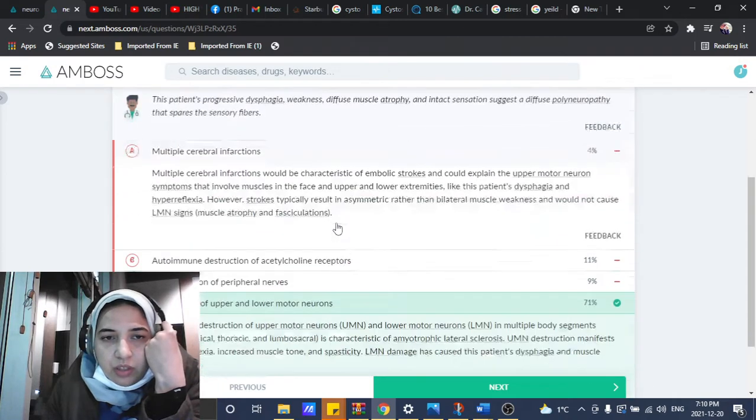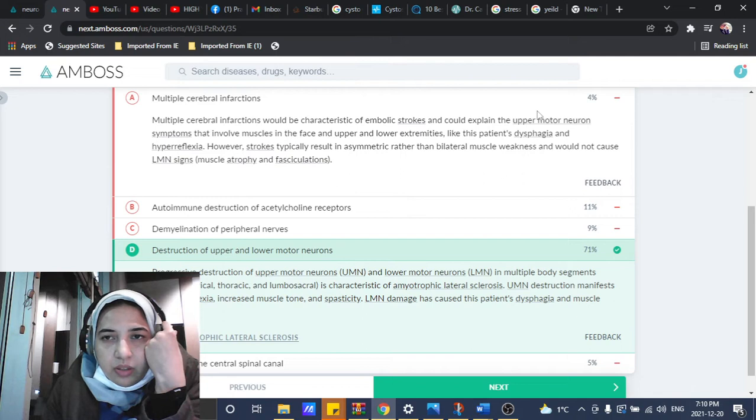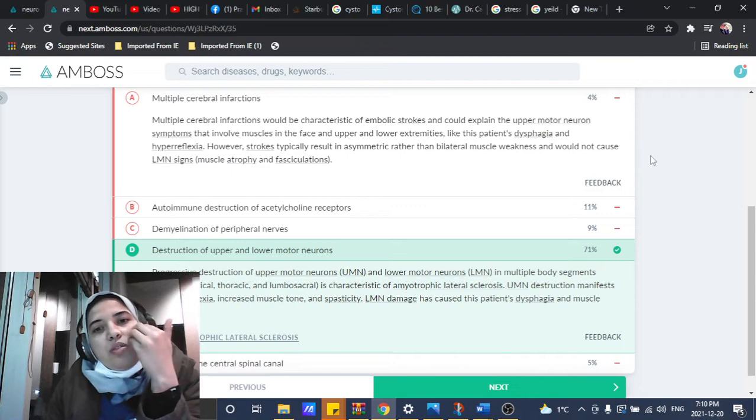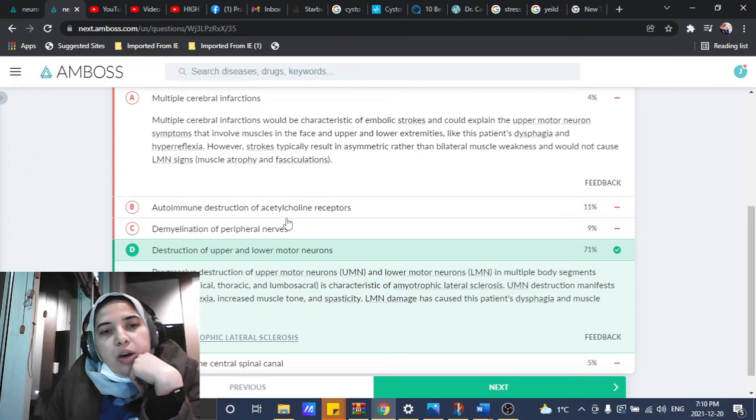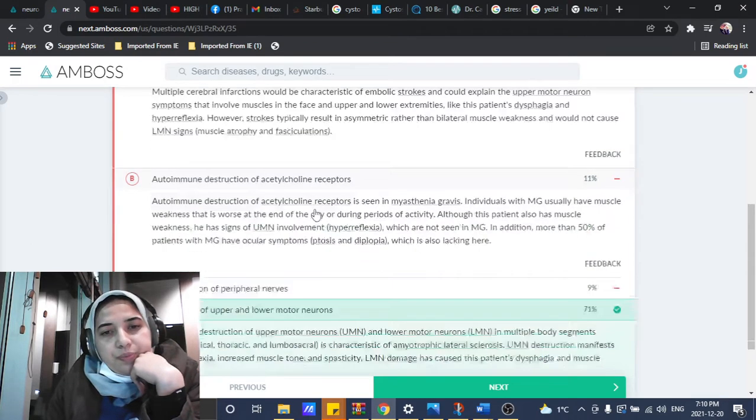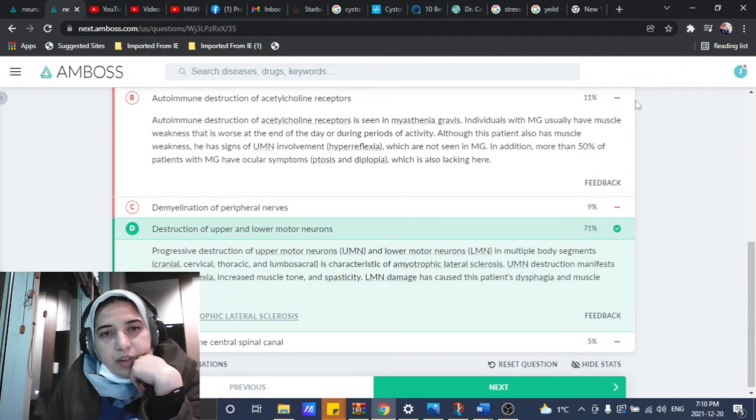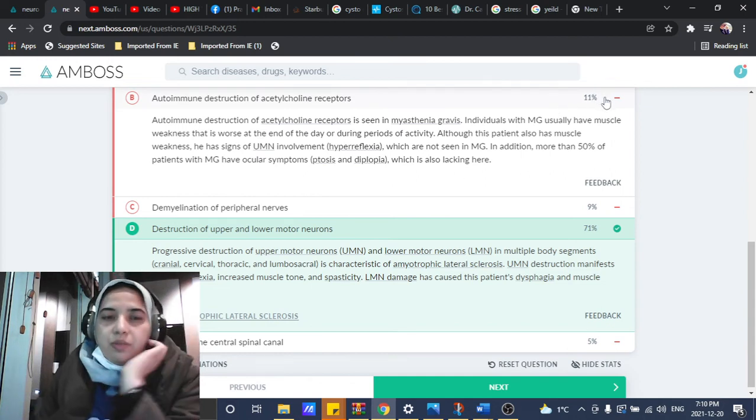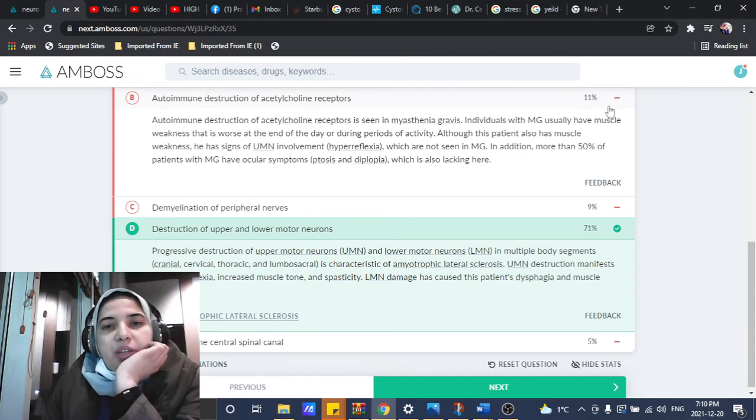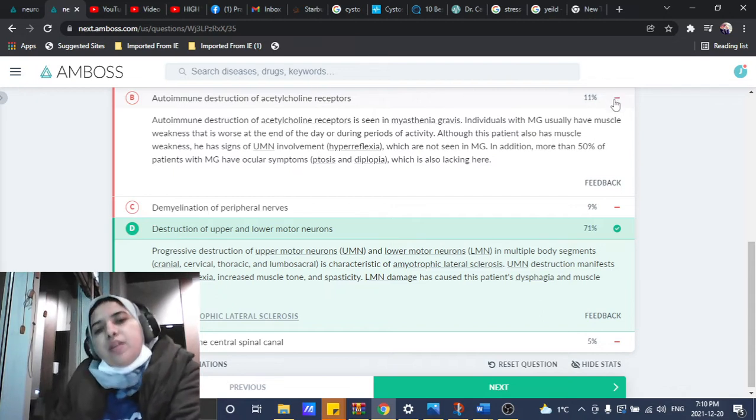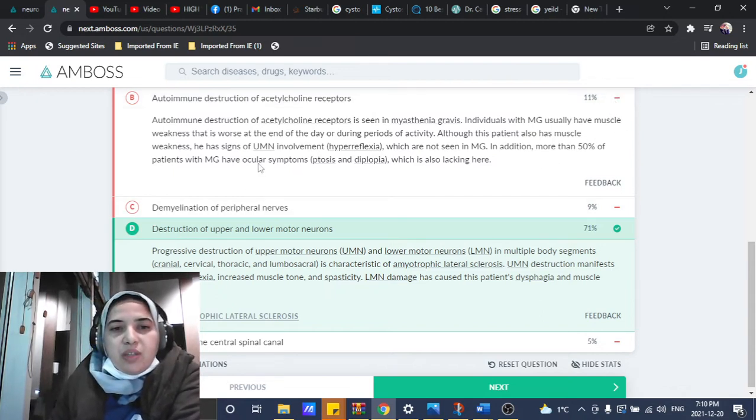So multiple cerebral infarctions is characteristic of embolic strokes, and it would explain the upper motor symptoms. However, strokes typically result in asymmetrical rather than bilateral weakness, and they do not cause lower motor neuron signs. Autoimmune destruction of acetylcholine receptors, that's myasthenia gravis, where there is weakness at the end of the day. Although this patient has muscle weakness, he has signs of upper motor neuron involvement, hyperreflexia, which is not seen in myasthenia gravis. In addition, more than 50% of patients with MG also have ocular symptoms, which are not found here.